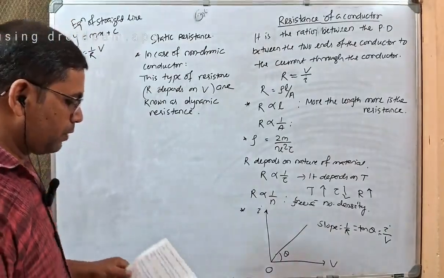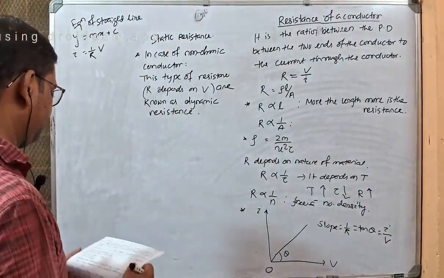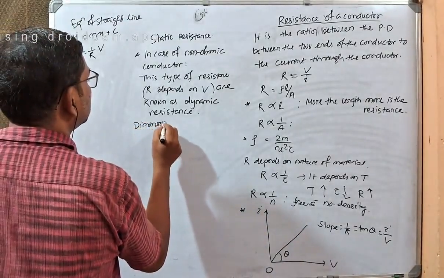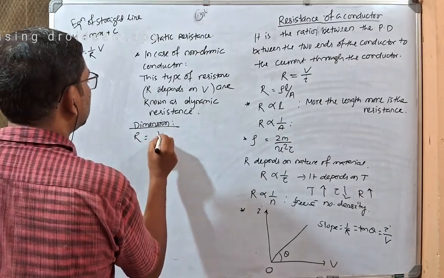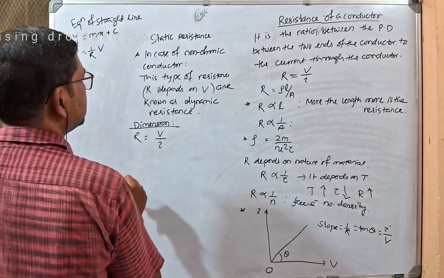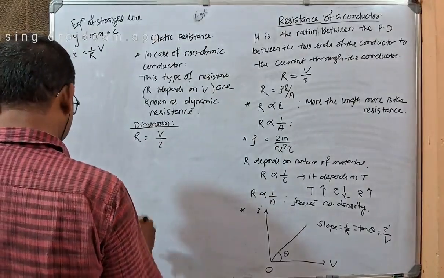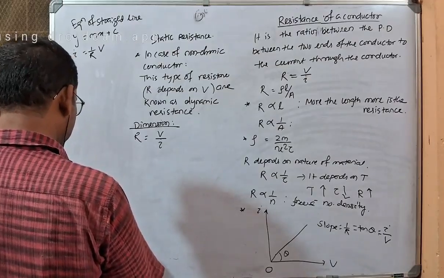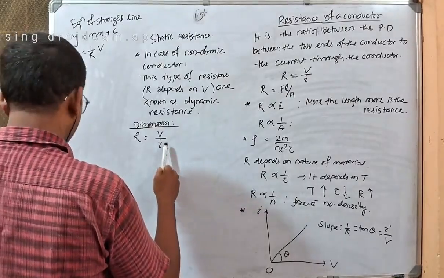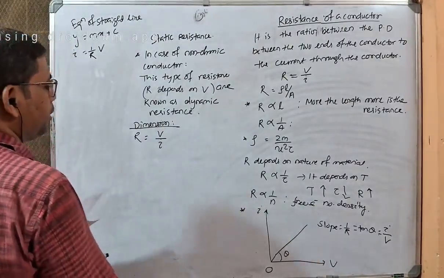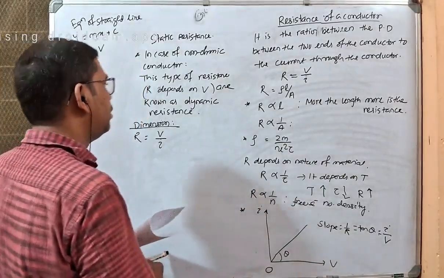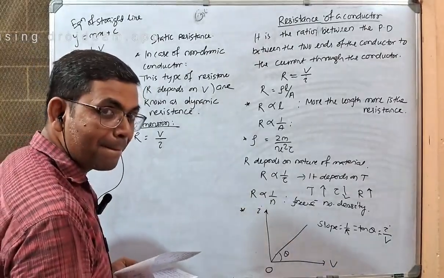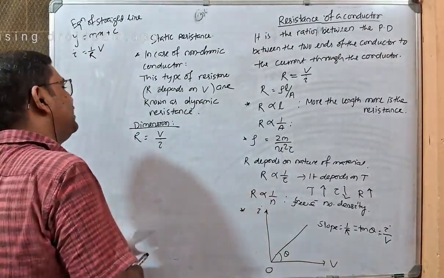So what is the dimension of resistance? Can you calculate? Dimension of R is V by I. How can you calculate? No, you just calculate. This is V by I. What is V? Potential. Oh, that is potential. You are talking about velocity. This is potential. This is not velocity.